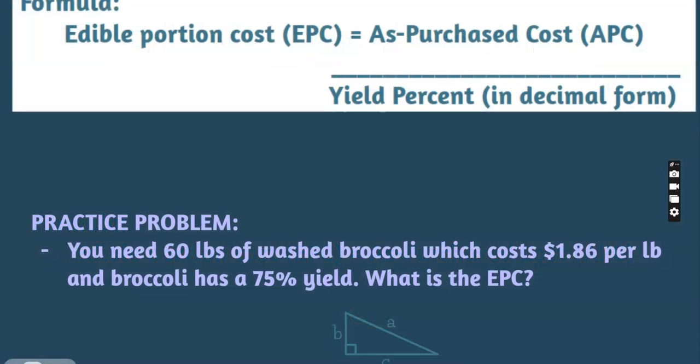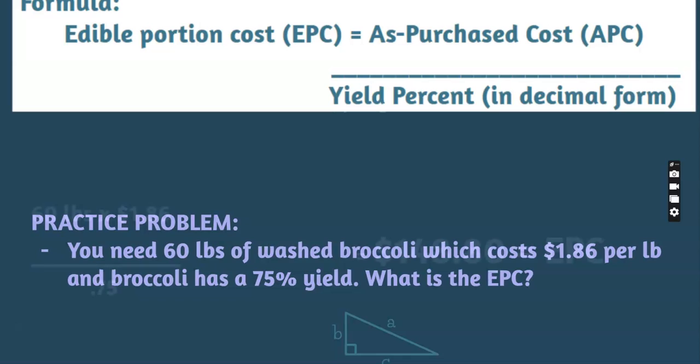All right, so here's your first practice problem. You need 60 pounds of washed broccoli, which costs $1.86 per pound, and broccoli has a 75% yield. What is the EPC? You don't know what the total as purchased cost is because you only know how much it is for 1 pound of broccoli. So you're going to have to set it up as 60 pounds of washed broccoli times $1.86, to know the total actual cost of the broccoli.